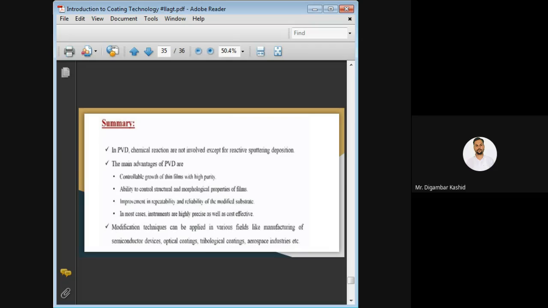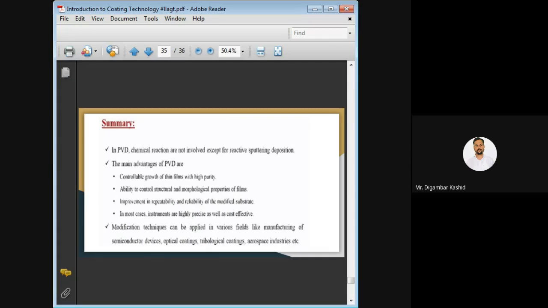As I told earlier, you can eliminate the impurities by using several kinds of methods. Not only that, you can use controllable growth depending upon how much energy you are using and where you are going to put it on your target material, or maybe the source material.